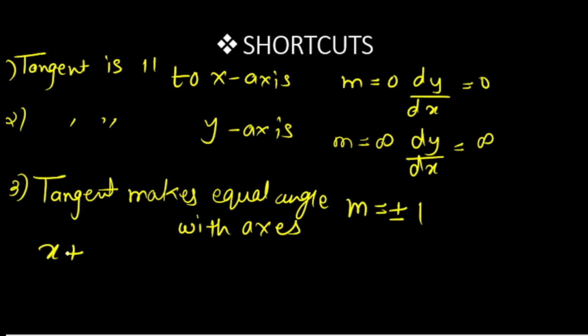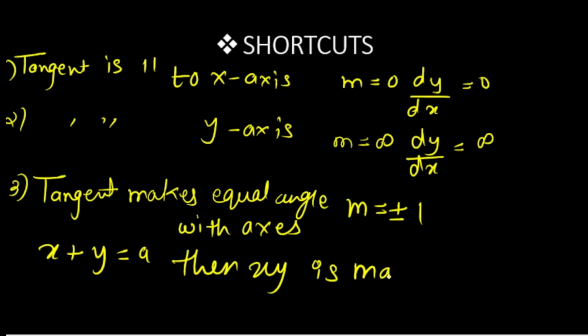Here if we have x plus y is equal to a, then x into y is maximum when x is equal to y is equal to a by 2.